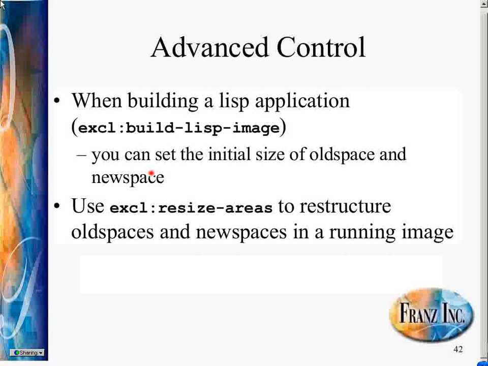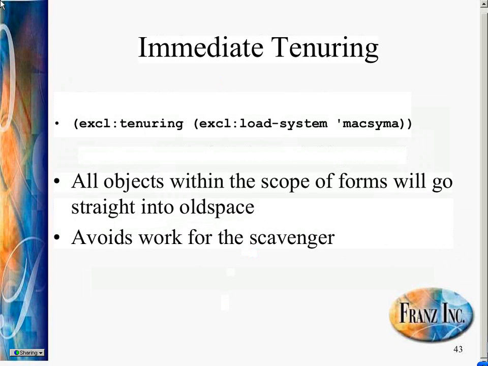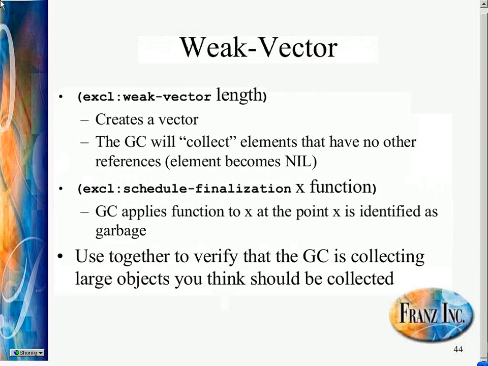You can specify sizes of old space and new space when you build images, and you can restructure old space and new space with a function called resize areas. And you can tenure things more or less immediately when you're loading a big application. Usually when you're loading a big application, it's got lots of data, lots of functions defined, classes defined, etc. And all that information wants to get stored in old space because it's permanent information, not temporary information. So you can use a macro called tenuring, which will push things into old space more quickly than waiting for the 4 generations.